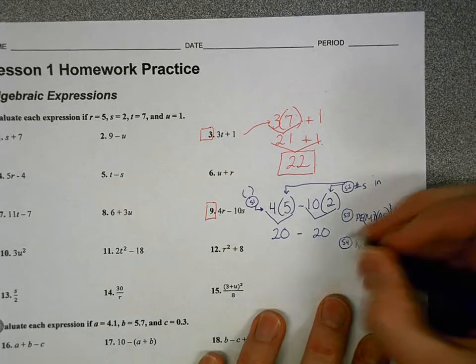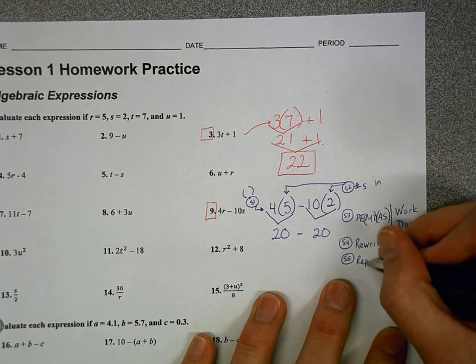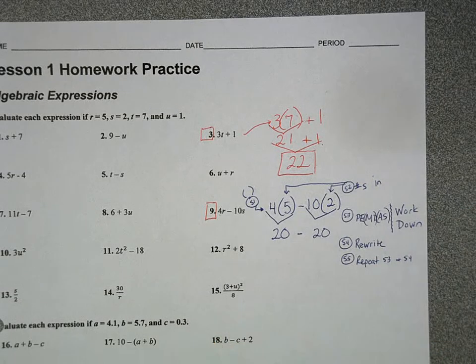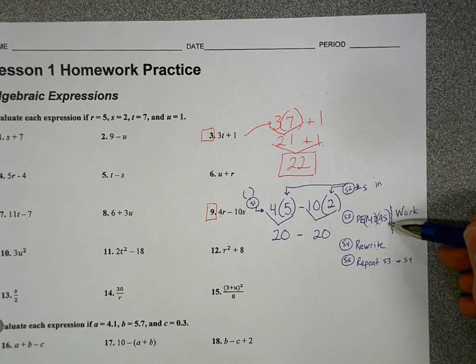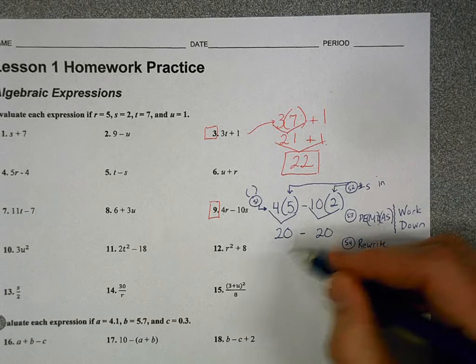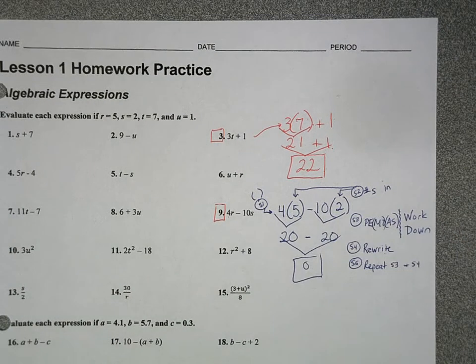Now comes the last step, and this is an easy step, and that is I'm going to repeat step 3 and step 4 until the problem is done. Meaning I go back to step 3 and follow my order of operations. So in this case, this is the end. I'm just going to do my subtraction, which is 20 minus 20, to get my answer. There's nothing to rewrite because it's simplified, so I don't have to keep repeating it past that. Okay, questions on problem number 9?